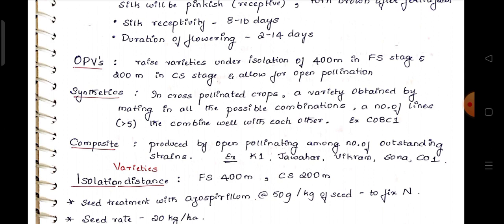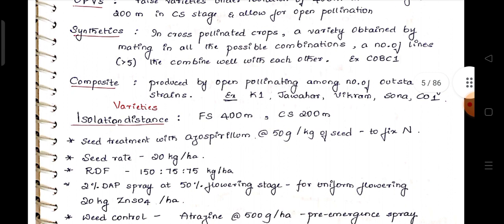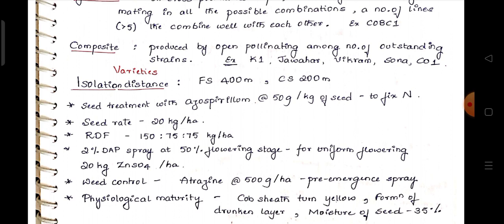Here, along with hybrids, synthetics and composites play an important role. Synthetics are varieties obtained by mating in all possible combinations. A number of lines, more than 5, that combine well with each other are taken here. Example: COBC1. Composite is produced by open pollination among a number of outstanding strains. Examples: Kisan, Jawahar, Vikram, Sona, CO1. In varieties, the isolation distance is 400 and 200 meters for foundation and certified seed.